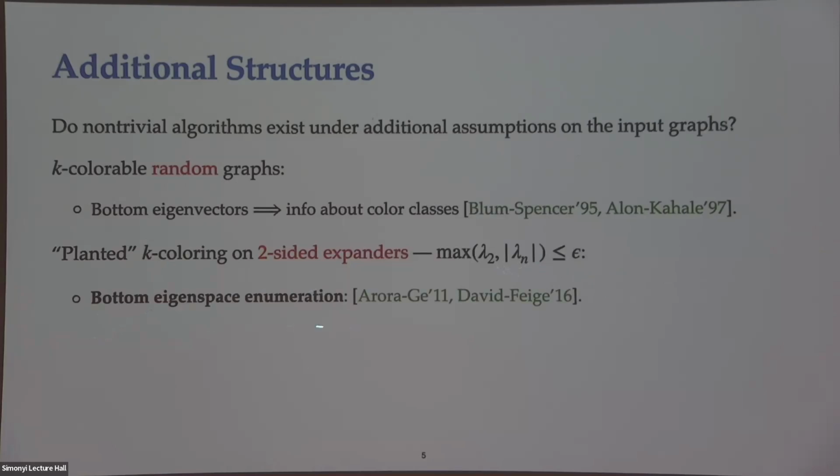So this is basically the same idea as this work. The high-level intuition is that suppose you start with a two-sided expander where you don't have any large negative eigenvalues, and then you plant a k-coloring by partitioning and removing the edges within clusters. You're going to introduce new large negative eigenvalues. But because the original graph has no large negative eigenvalues, these new ones and their corresponding eigenvectors contain a lot of information about the color classes. So this is a rough idea of bottom eigenspace enumeration.